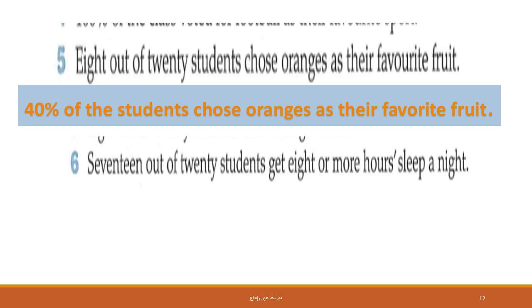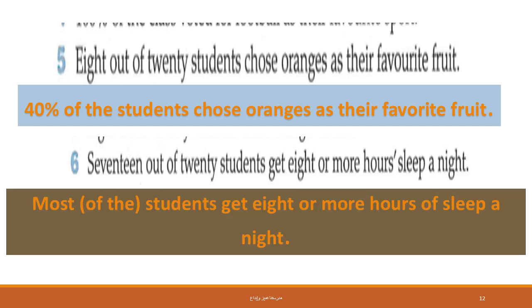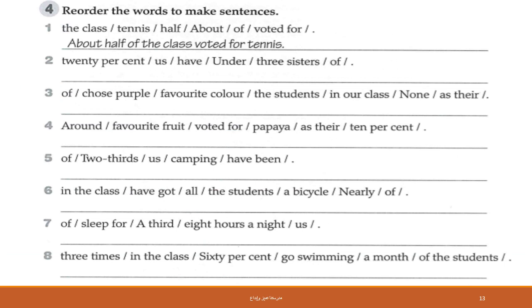17 out of 20. Now, 17 out of 20 students get 8 or more hours of sleep a day. Exactly. Most students get 8 or more hours of sleep a night, or most of the students. So we can use both of them. Well done, girls. So now here we need to reorder the words to make perfect and completed sentences.